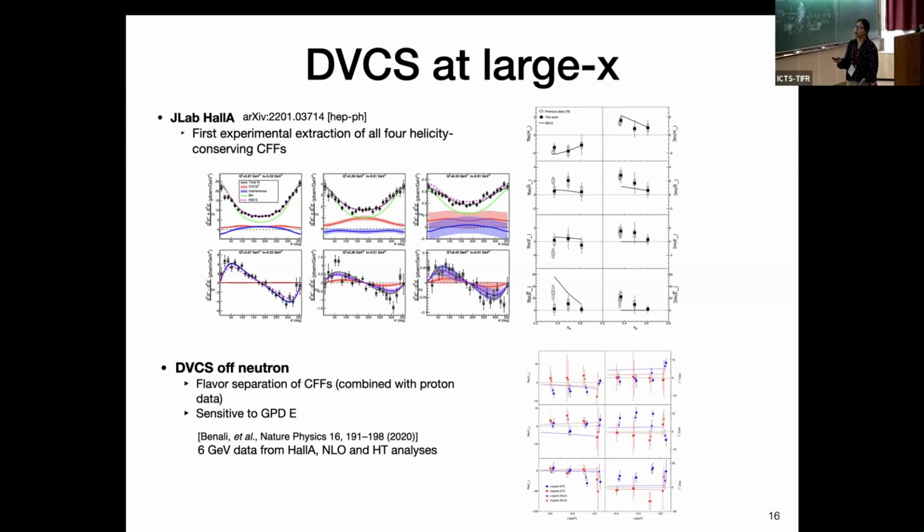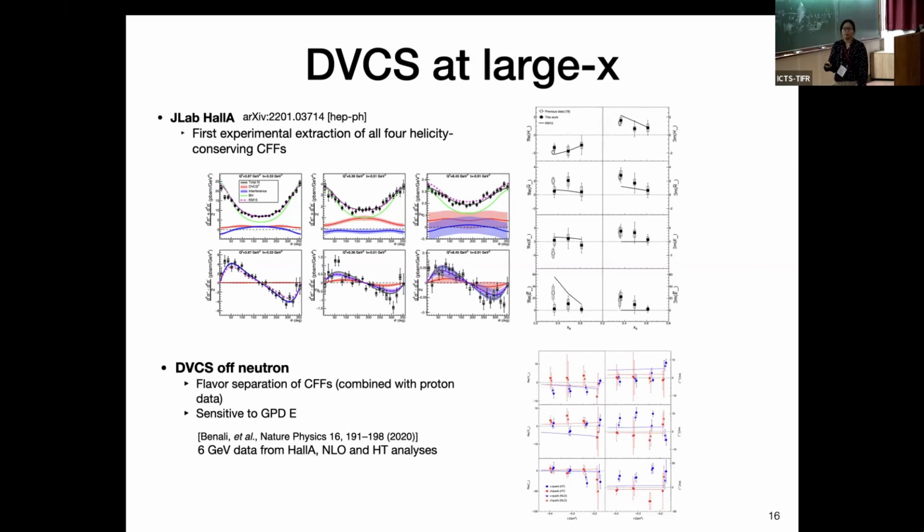And what you do is that you have different contributions: the DVCS contribution and also the Bethe-Heitler contribution. Then by doing the fit, you can actually separate them here. So for example, the red one is the DVCS contribution extracted here, and the green one is the Bethe-Heitler contribution here. And we talk about this at the lower Q-square region, where those are more dominant contributions. From this, you can extract the Compton form factors. And this is showing the four different helicity conserving Compton form factors here.